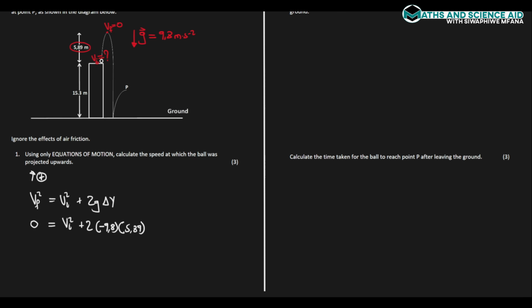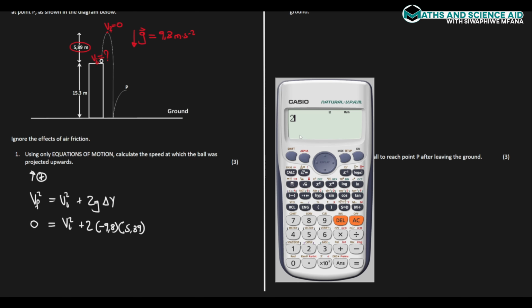From here on, we simply need to solve for Vi in this equation and we can make use of a calculator. So we have 2 multiplied by negative 9.8 multiplied by 5.89. This is equal to negative 115.44. But then we can move this to the left hand side so that we are only left with the Vi squared on the right hand side.